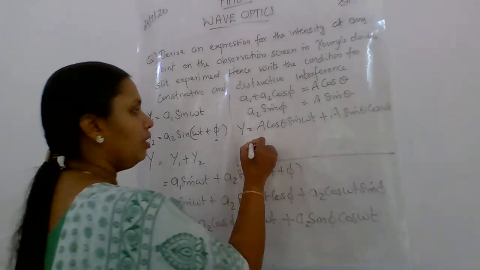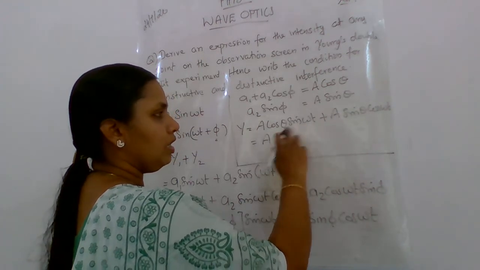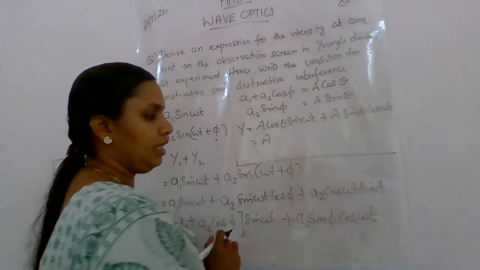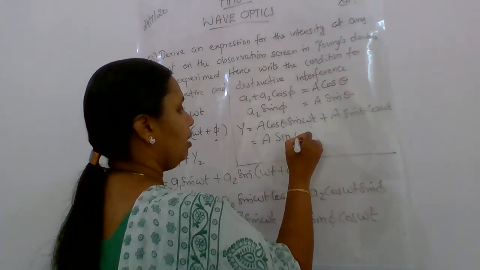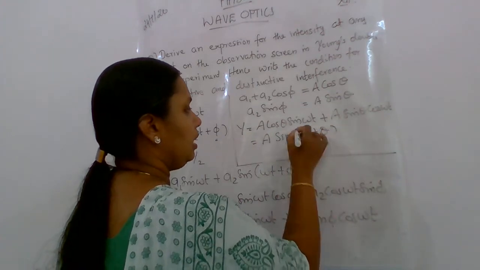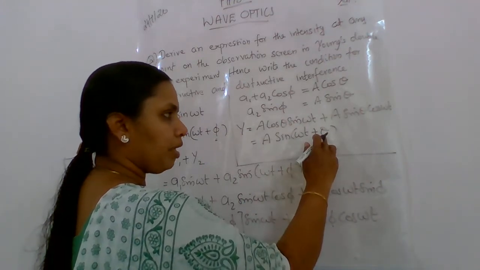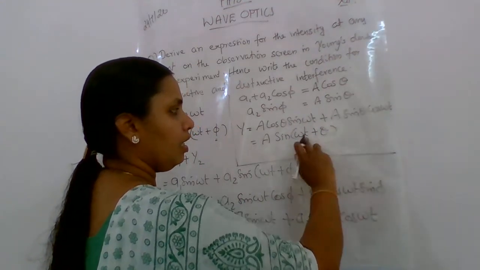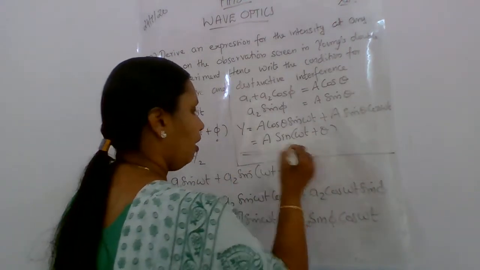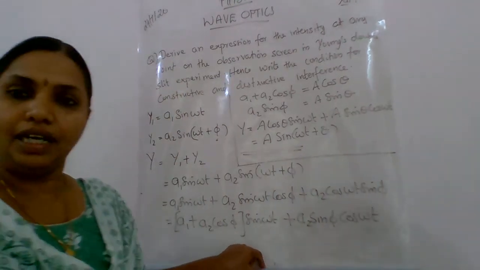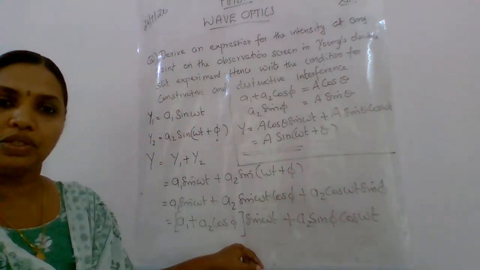Okay, then A is common here, and this we can consider as sin omega t cos theta plus cos omega t sin theta. That is again in the form of sin A plus B, that is sin of omega t plus theta. Sin A plus B is sin A cos B plus cos A sin B. So this proves that after superposing, we are also getting a wave, and which wave? It is also a sine wave. So that is the proof here.